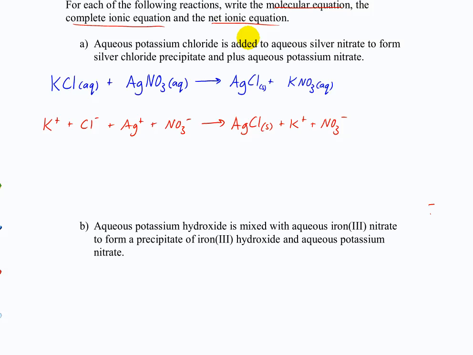So the net ionic, much like a net income when you subtract out the stuff that isn't extra, you cancel out what's on both sides. So in the net ionic, you notice that potassium and nitrate exist on both sides of the equation, which means that they don't really participate in the reaction. They're the spectator ions. So the net ionic equation is just this.